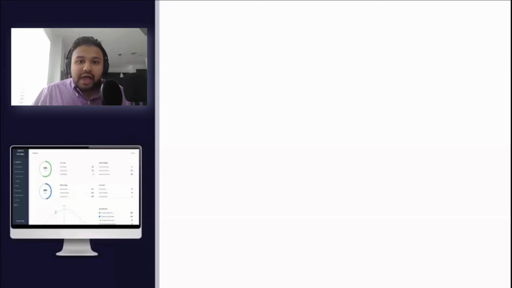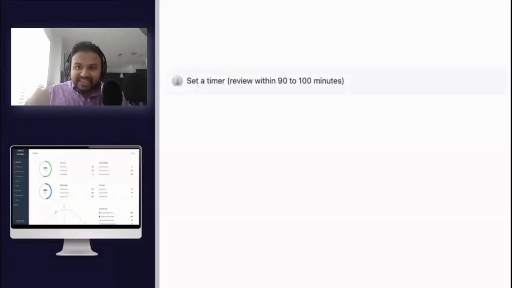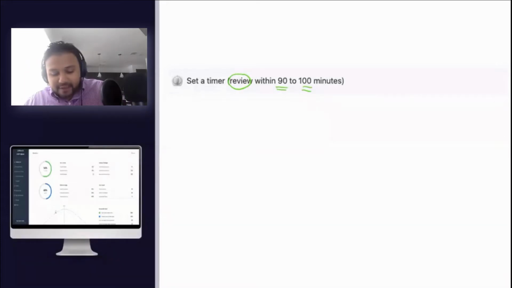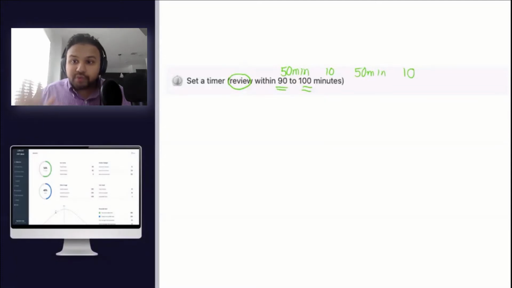As an introduction, I want to let you know that you should set a timer for your review of the UWorld block. Remember, you're going to probably do this after you do your 3 to 4 blocks in the morning in timed test mode. Reviewing the block should have a timer of 90 to 100 minutes. What I used to do is take a little stopwatch and say 50 minutes on, 10 minutes off, 15 minutes on, and then another 10-minute break. And by then, I should be done with reviewing the UWorld block.